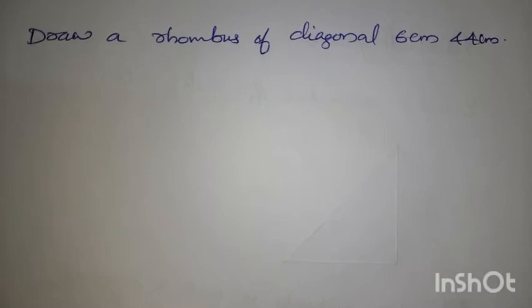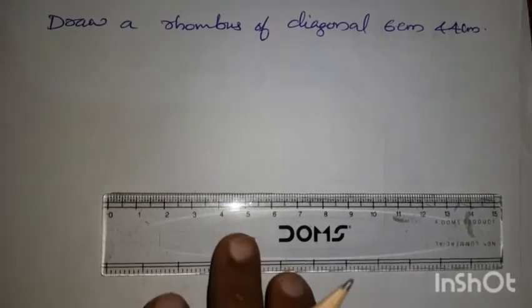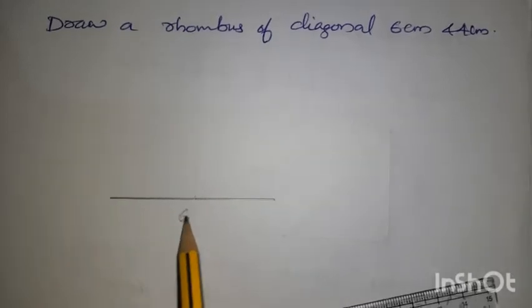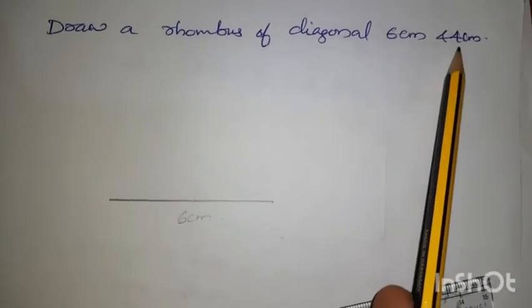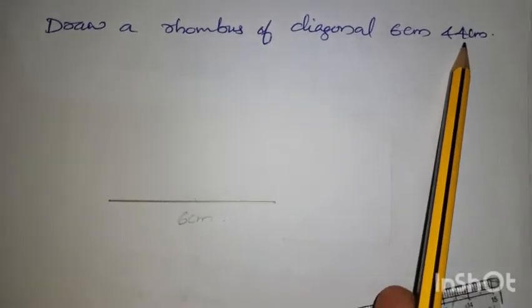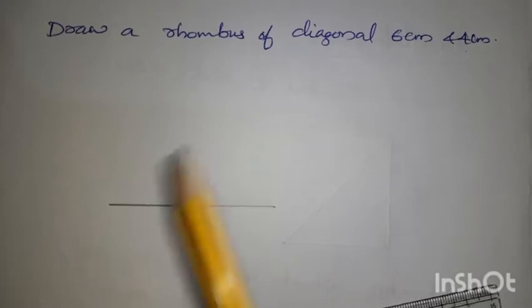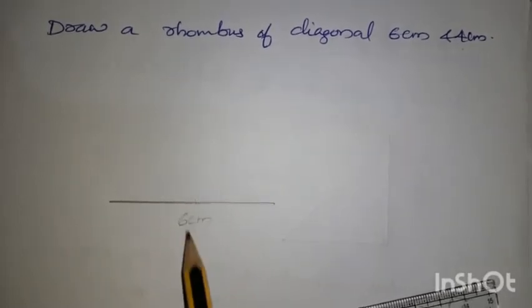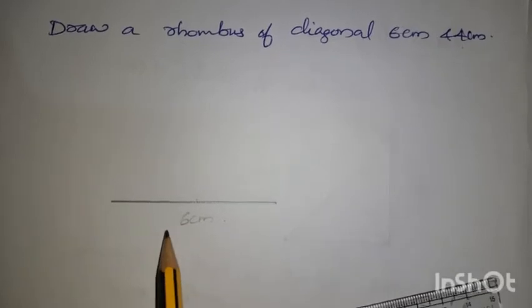So first of all, you have to draw a line of 6 cm length. Next, you have to draw a diagonal of 4 centimeter. So remember that the diagonals bisect each other. So we can draw a bisector of 4 centimeter here. So using diagonals we are drawing the rhombus.